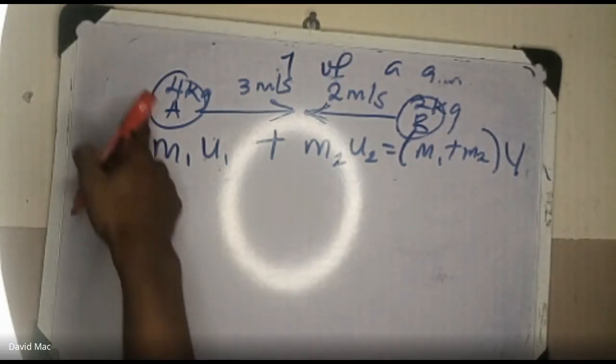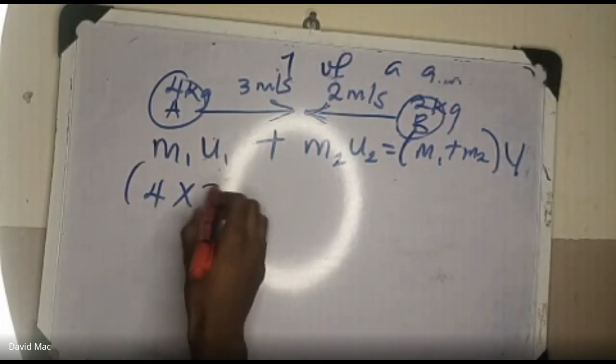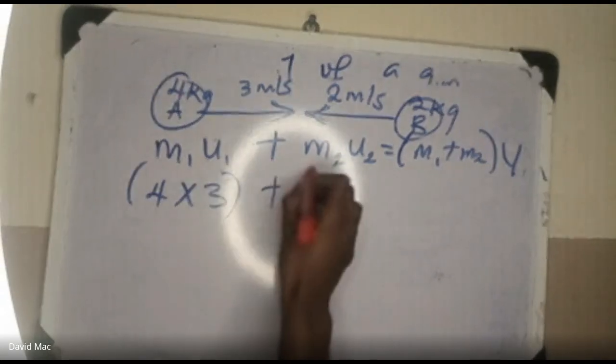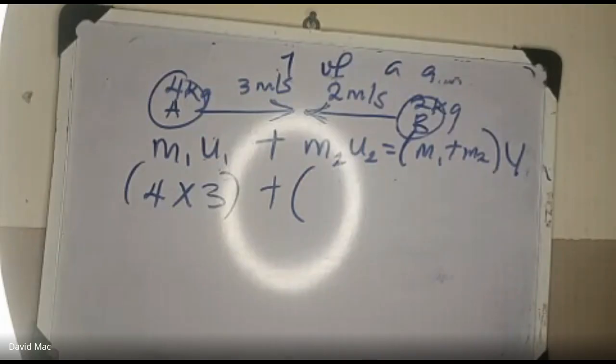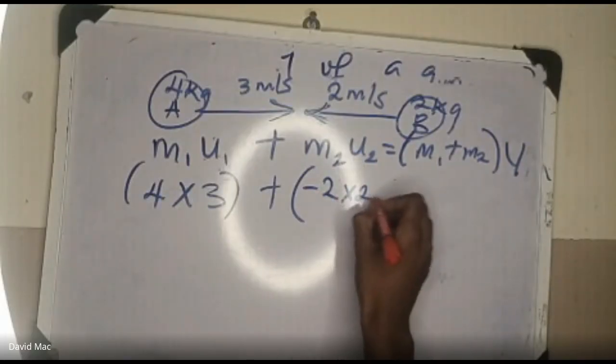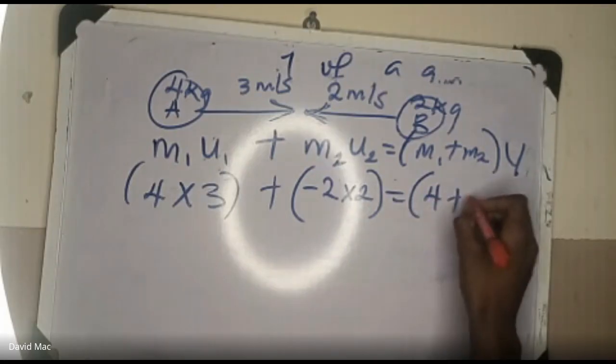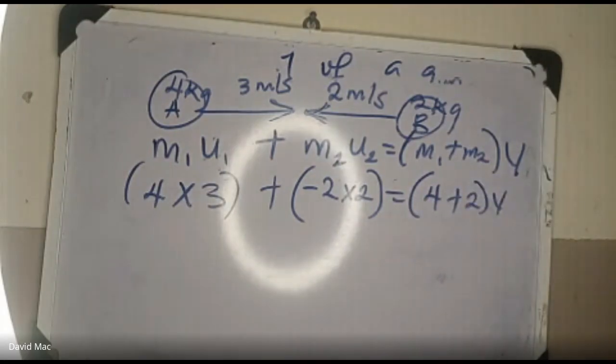Substitute your formula. What is our M1? Our M1 is 4 times U1, which is 3, plus, remember I told you that since the body will move towards the direction of the smaller mass, the velocity becomes negative. So we have minus 2 times 2. Please pay attention. M1 plus M2 is 4 plus 2, times V. I feel like we have solved this question. Have we solved this question before? We have not. All right, so let's continue.